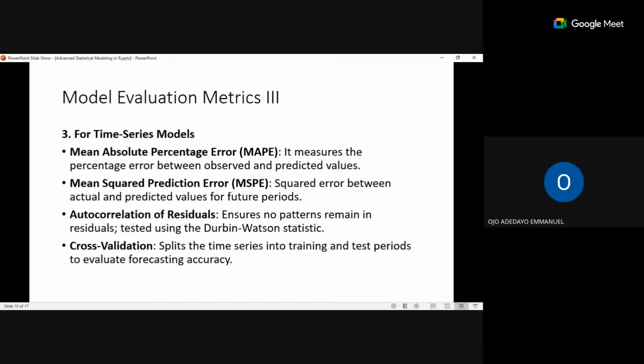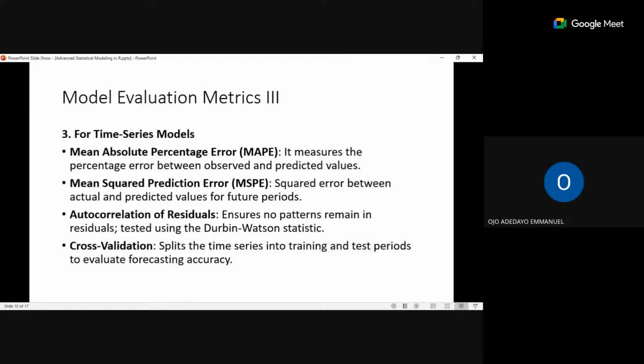Another one is the autocorrelation of residuals. There is a test that is very important whether it is regression, classification, or any form of data: you have to check for autocorrelation. They normally use autocorrelation in time series, but in regression and some other models, we call it multicollinearity. What do they mean by multicollinearity? They want to check whether two or more variables in your model do not say the same thing.